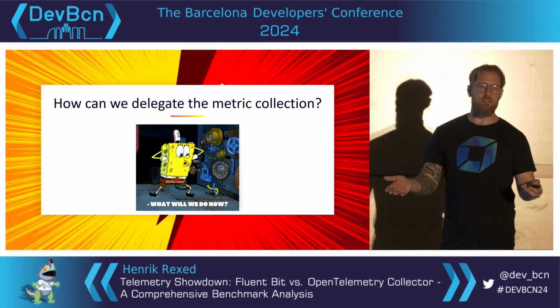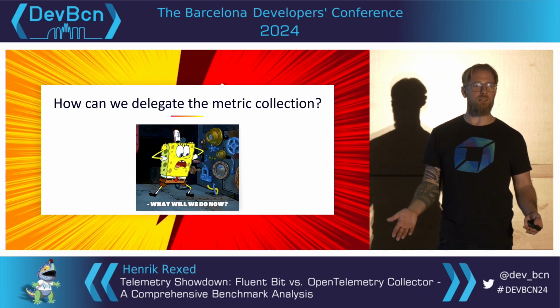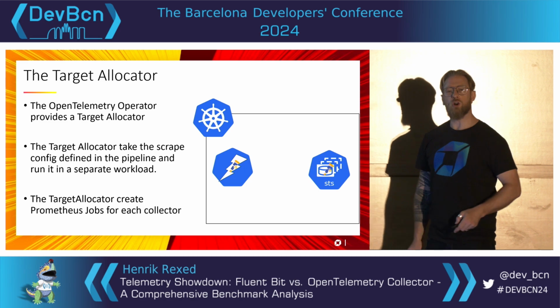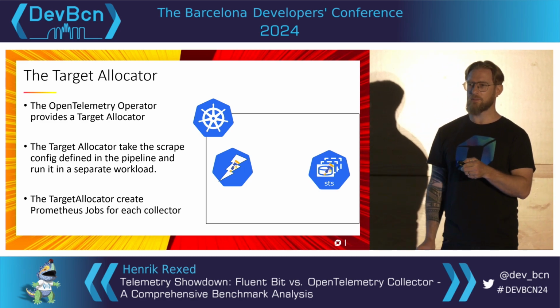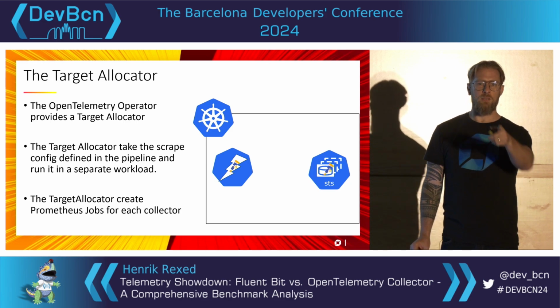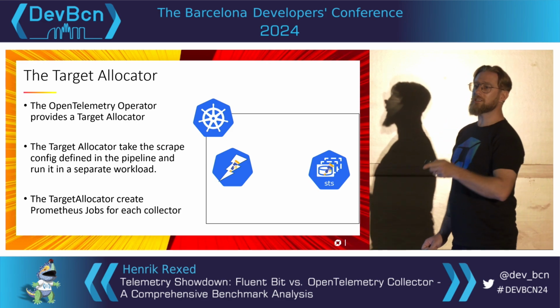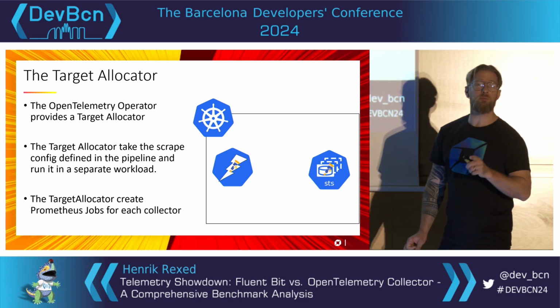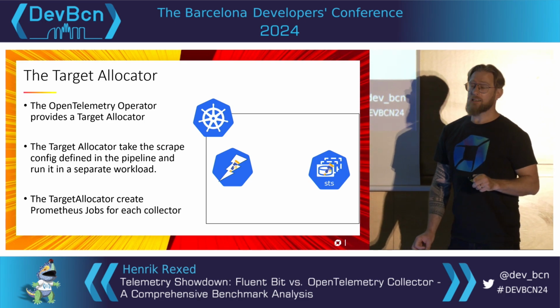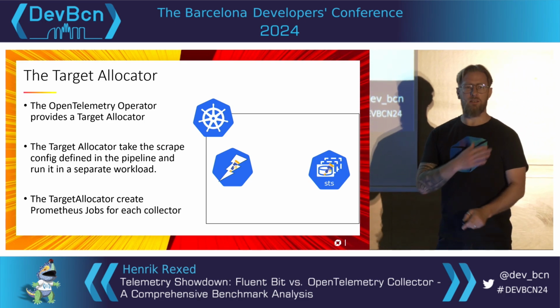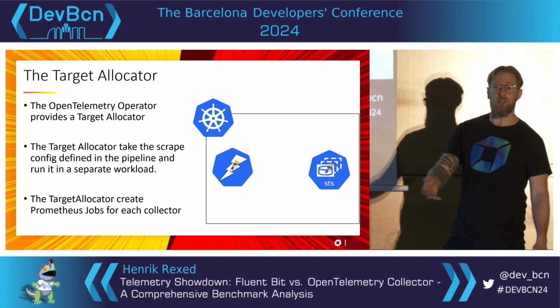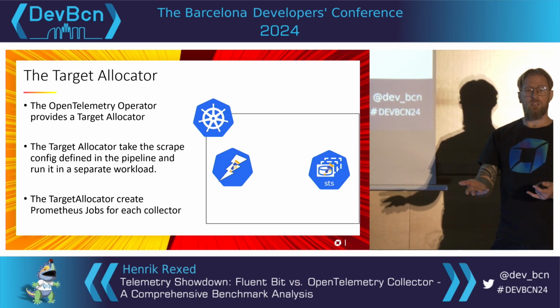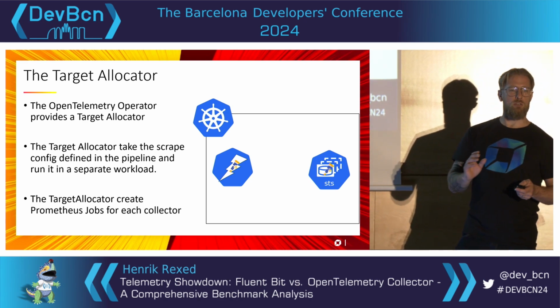How can I delegate the metric collection away from the collector? Do you have an idea? No? No one? The target allocator. Who has ever heard of the target allocator here? I see someone. The target allocator is a feature introduced by the OpenTelemetry operator. I think it's the best feature the collector has, to be honest, and it's quite a shame that it's only on the operator. But let me explain how it works.